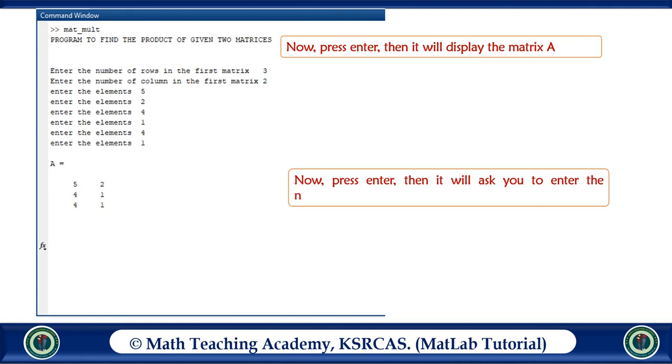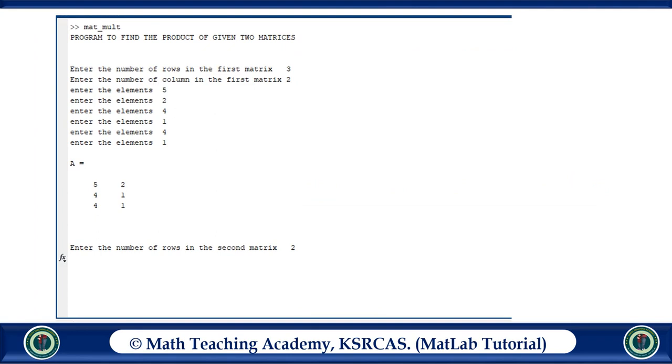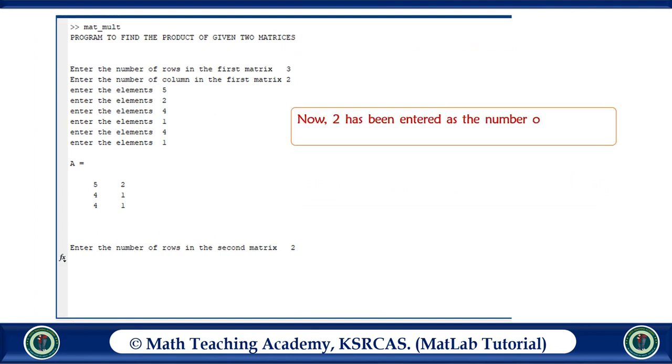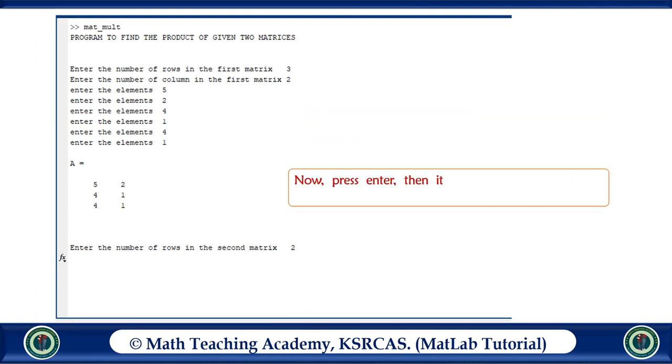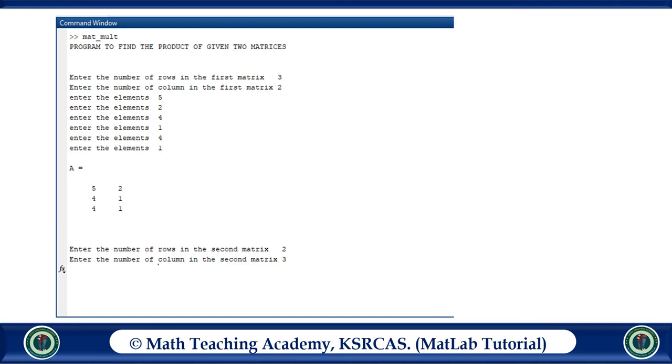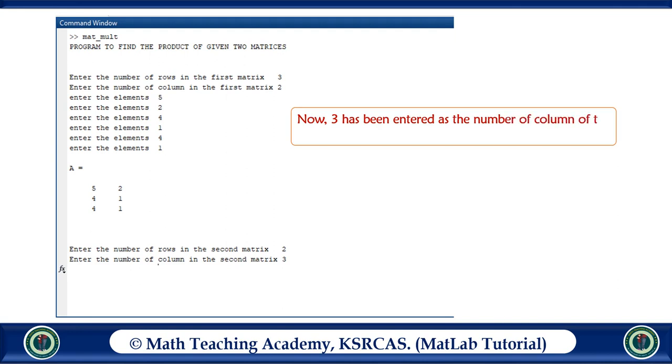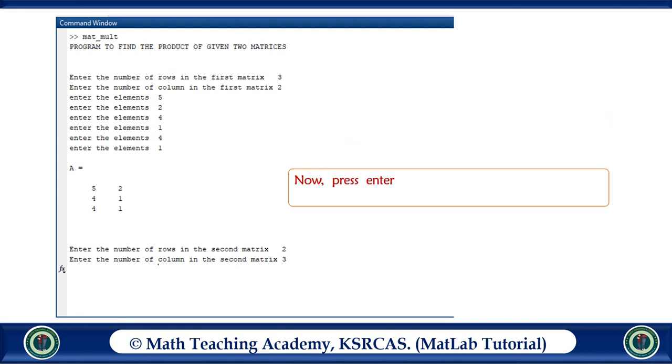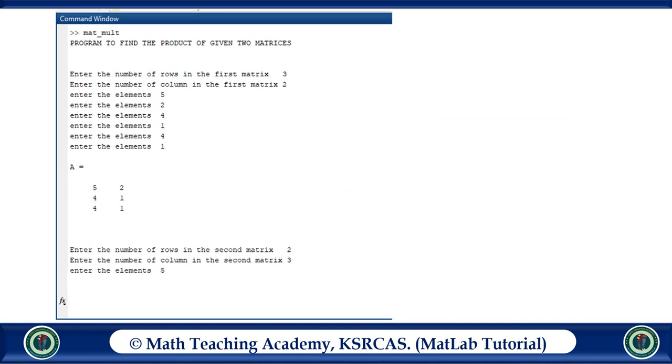Now press enter, then it will ask you to enter the number of rows of the second matrix. Here 2 has been entered as the number of rows of the second matrix. Now press enter, then it will ask you to enter the number of columns of the second matrix. Now 3 has been entered as the number of columns of the second matrix. Now press enter, then it will ask you to enter the elements. Now 5 has been entered as the element.